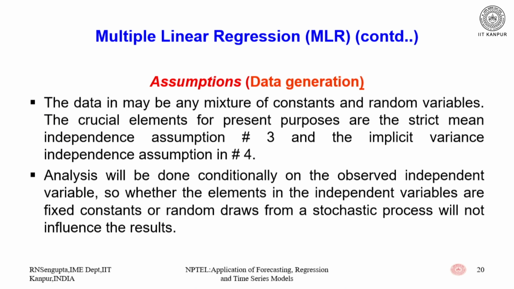Based on what we are observing, we will pass on the judgment. So, whether the elements in the independent variables are fixed, constant, or random variables or random draws from a stochastic process will not influence the test, because we assume that x's do have an effect, but that randomness is only limited to that x. And if I am considering the effect of x2 and not x1, then the effect on x1 and x2 would not be there. That means they are always independent of each other.